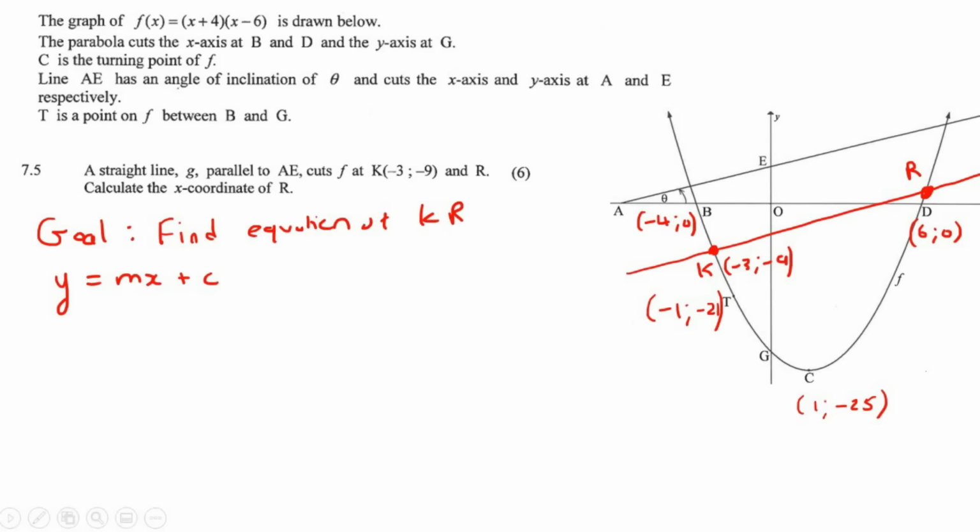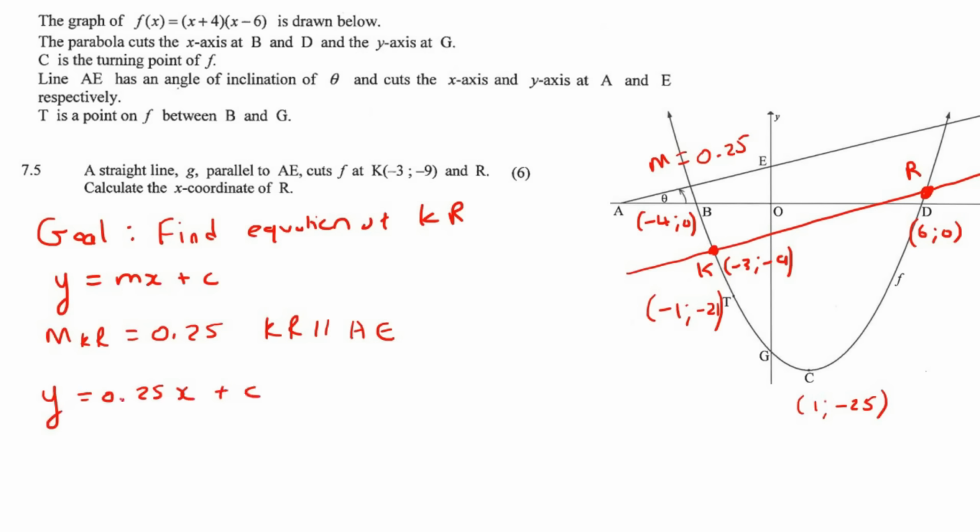Okay, now we know that it's a straight line, so that's y equals mx plus c. We already know its gradient. Remember, the gradient of AE was, from an earlier question, we said 0,25. So the gradient of kr is equal to 0,25. Why? Because kr is parallel to AE. We know that. They've told us that. So therefore we can say y equals 0,25x plus c.